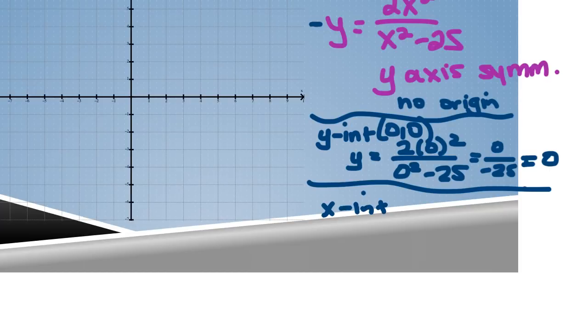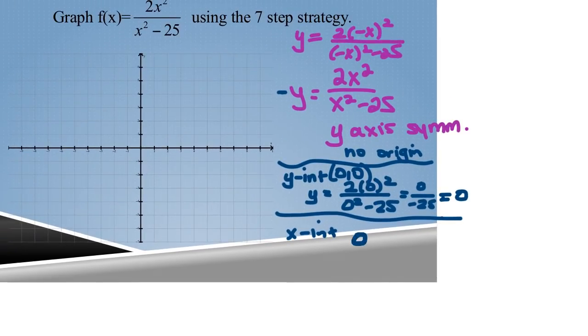X-intercept. Set my numerator equal to 0. So 0 equals 2x squared divided by 2. I get x squared equals 0. X equals 0, but remember that the importance of the fact that there's 2 zeros tells you there's a multiplicity of 2 here that will still impact these types of graphs.